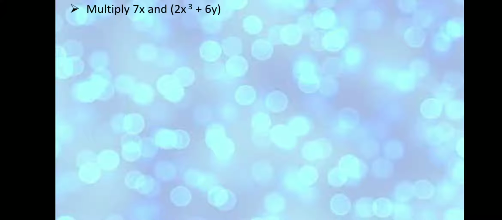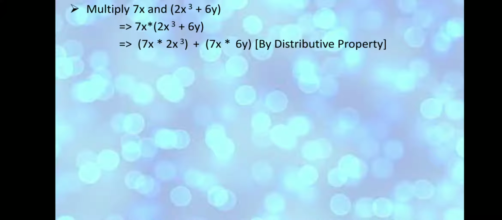Now, you have to multiply 7x and 2x cube plus 6y. So how will you multiply it? First, in the place of "and", you will put the multiplication symbol. Now, as we learned in the distributive property, we will multiply 7x with 2x cube and 6y. So how will you do it? 7x into 2x cube plus 7x into 6y by the distributive property.